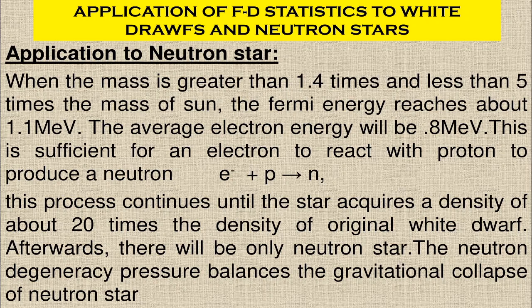So the electron degeneracy pressure increases more and more, and at a certain stage the electron degeneracy pressure balances the gravitational attraction. This determines the size of the white dwarf, meaning the level at which you have the balance between the electron degeneracy pressure and gravitational attraction. At that level, the size will be the size of the white dwarf. So we can say that Fermi-Dirac statistics successfully explains the stable existence of white dwarfs.